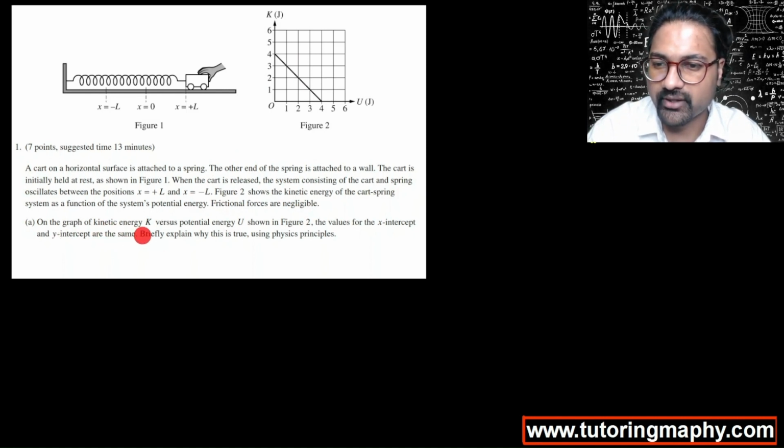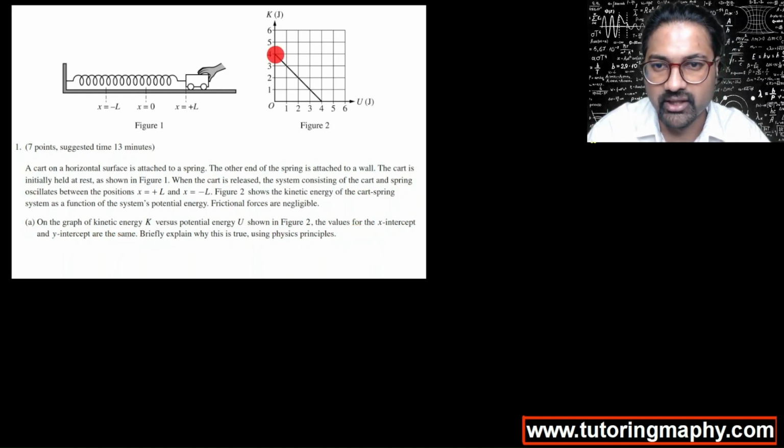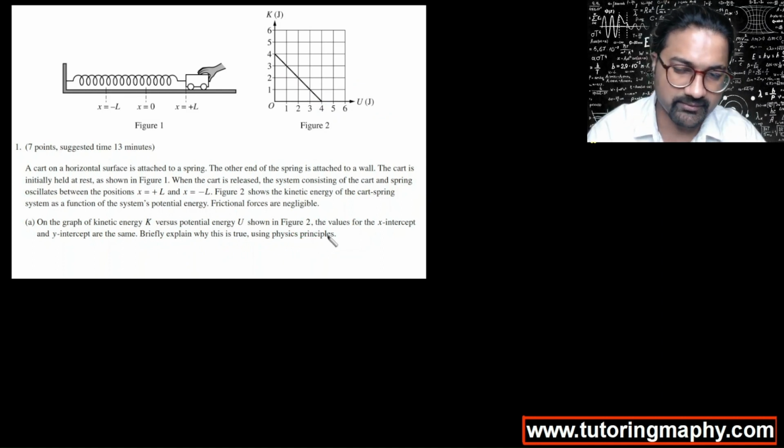On the graph of the kinetic energy versus the potential energy shown in figure 2, the values of the x and y intercepts are the same. Of course, we can clearly see the y intercept is 4, and the x intercept is also 4. So they're asking us to justify this using a physics principle.